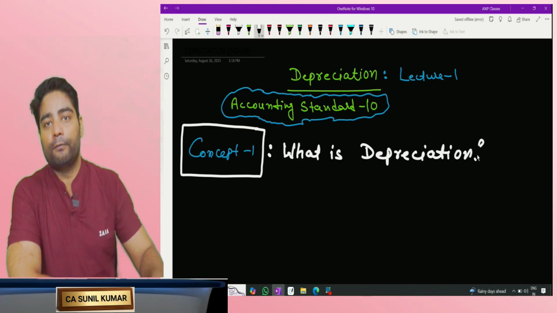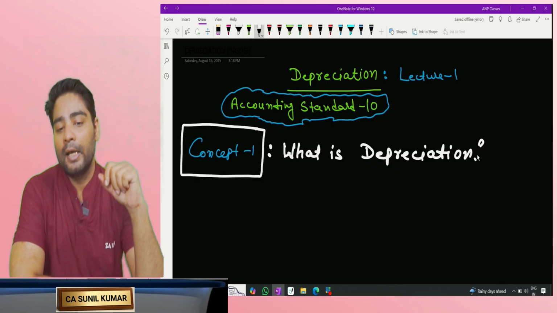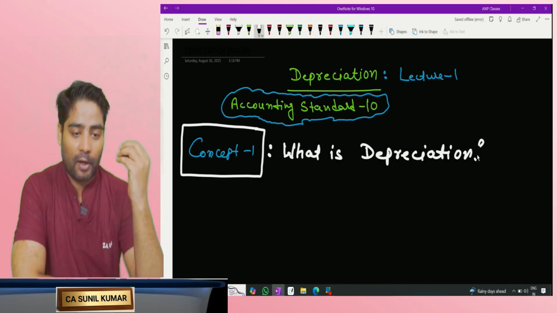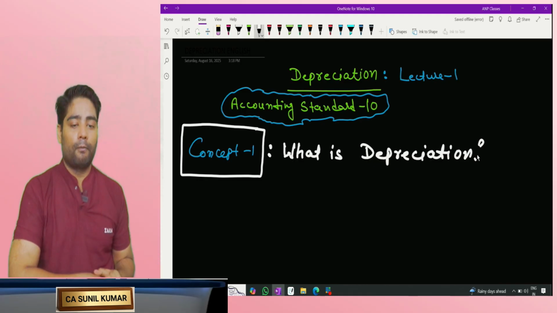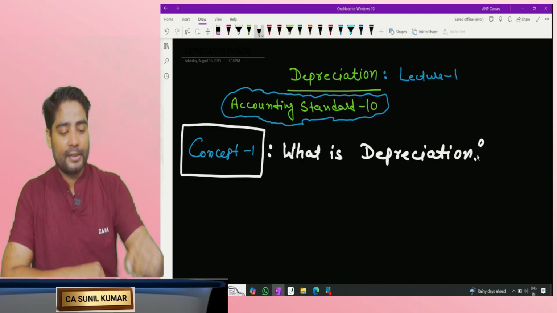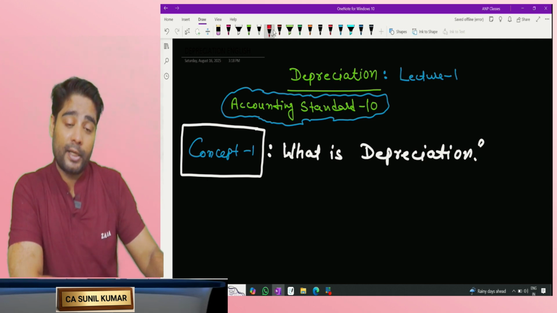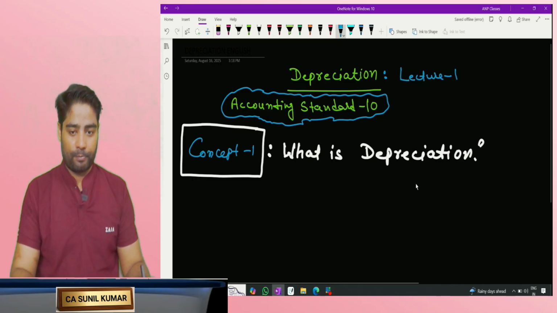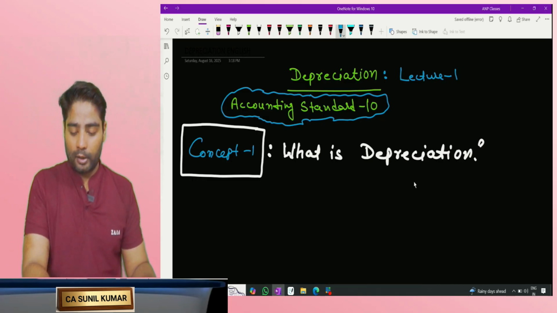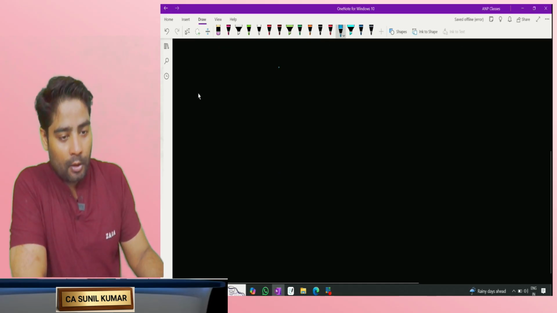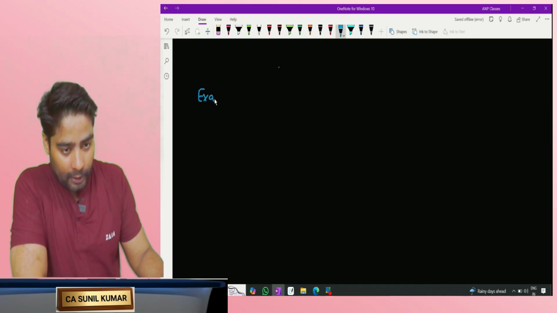So the first and foremost question that arises in this lecture is, sir, why are we reading depreciation? What is depreciation, and what is the role of depreciation in accounting? So let us take an example, and through that example, we shall study the different concepts relating to depreciation. Don't write this example.